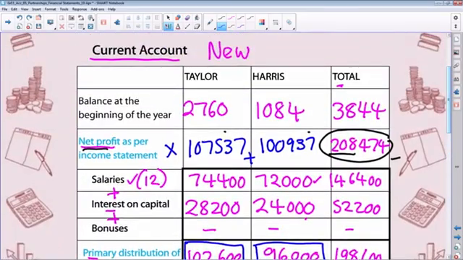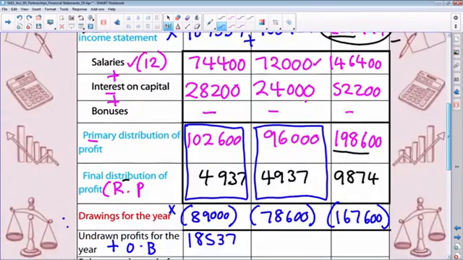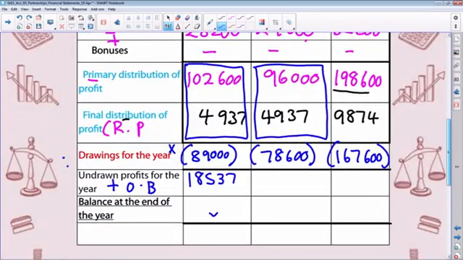Add this to your opening balance, the figure at the top. So your balance at the beginning of the year, and this then will give you your balance at the end of the year. Okay, so the rest is not difficult. Once you've got your balance at the end of the year, this is what you take to your balance sheet.